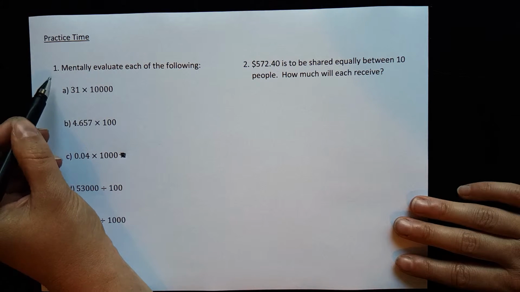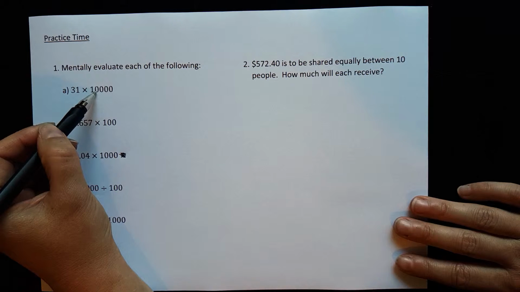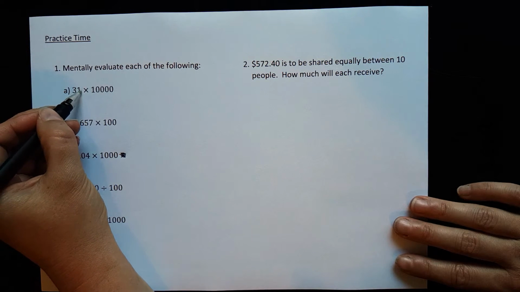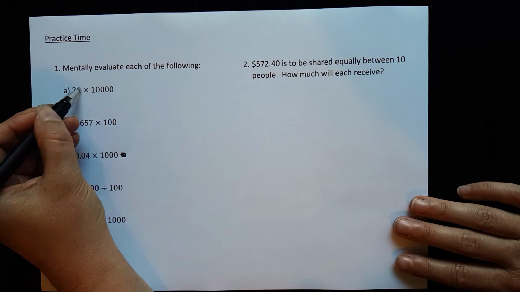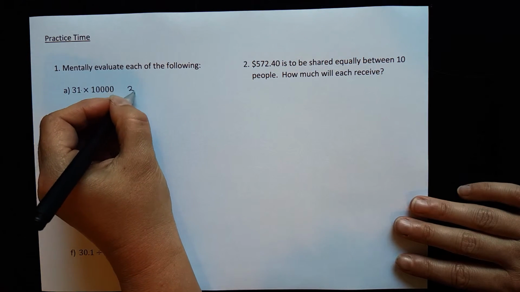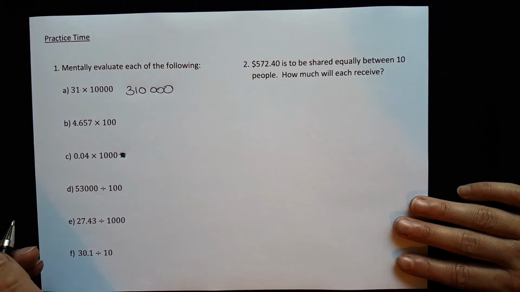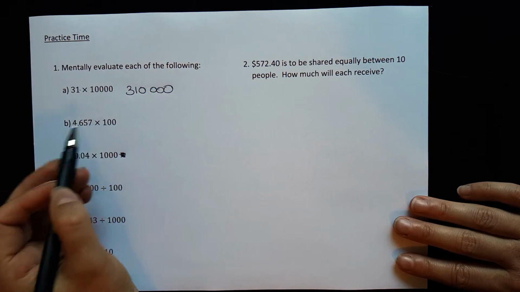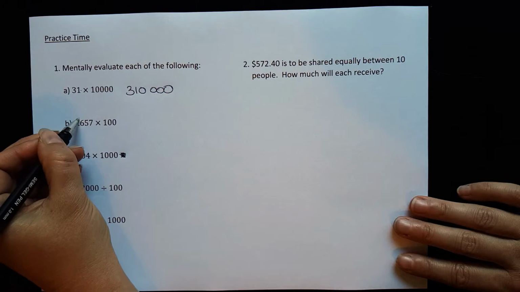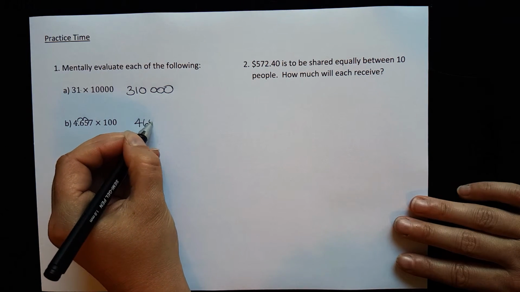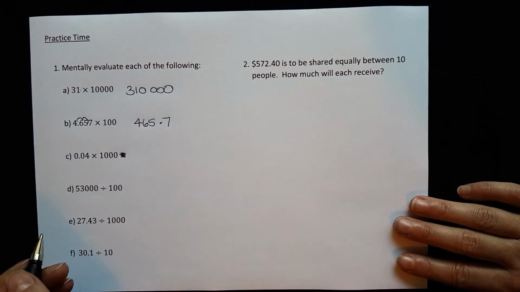So for question 1, we want to multiply this by 10,000. So we have 4 zeros. So from the end here, because the decimal point would be here, I just need to add on 4 zeros. 3, 1, 0, 0, 0, 0. Multiplying by 100, 2 zeros, I jump 2 places over. We'll make that 465.7.